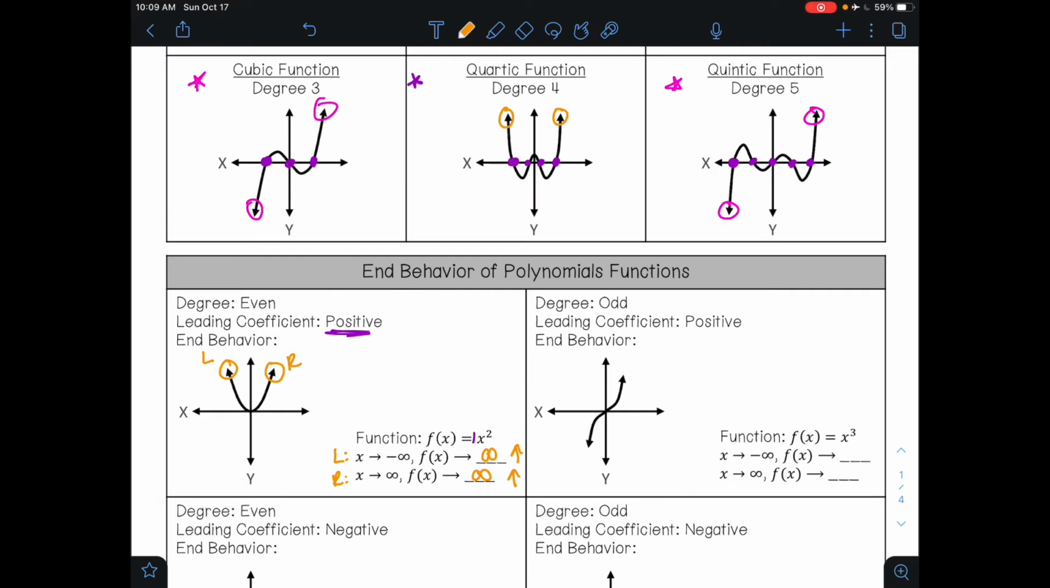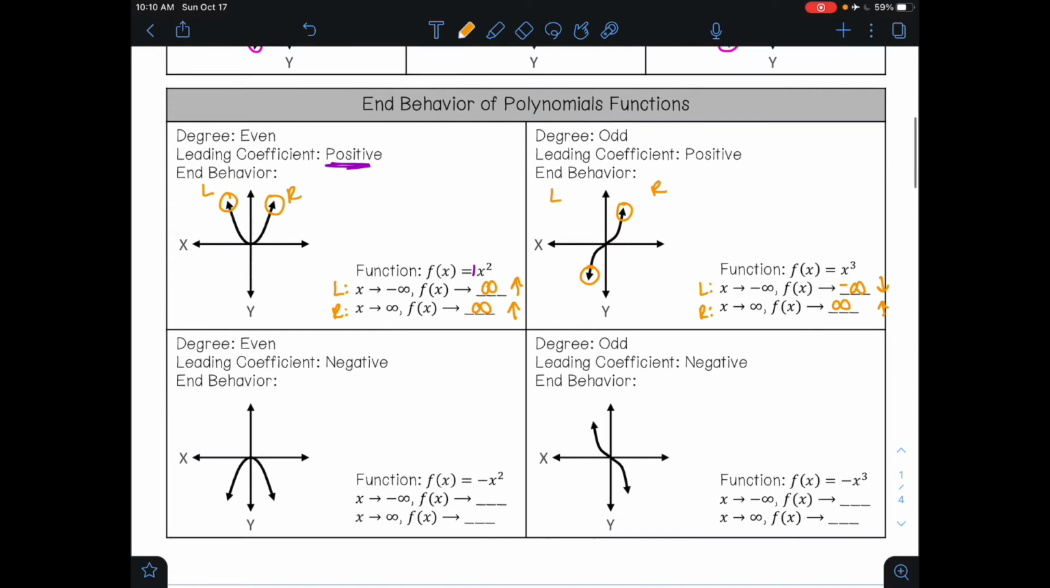As x approaches negative infinity, this is again telling you to look at the left side of your graph. If it helps, this is the left side, this is the right side. The left side of my graph is pointing down. If it's pointing down, that's telling me it's going to negative infinity. As x approaches positive infinity, this is telling me to look at the right side of my graph. The right side of my graph is pointing up, so that is going to positive infinity.